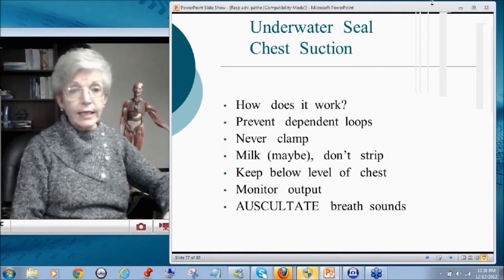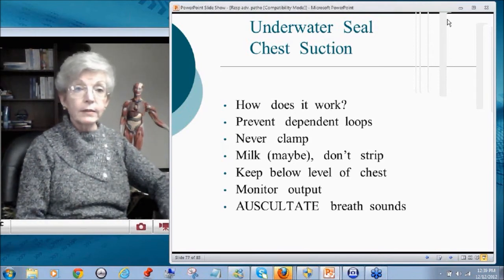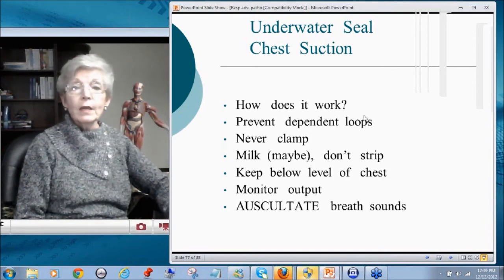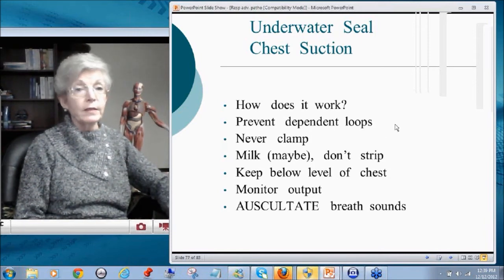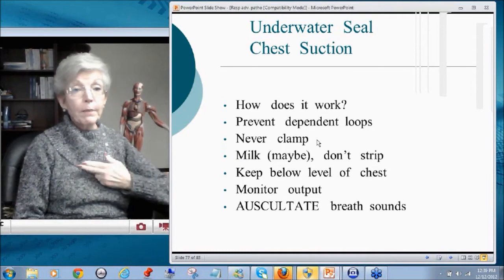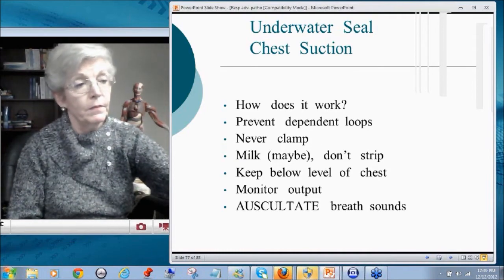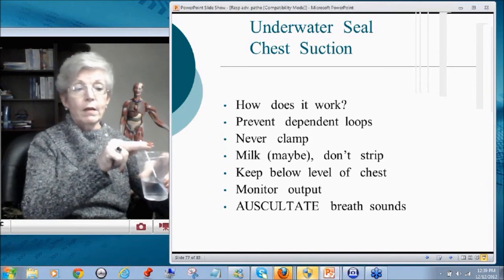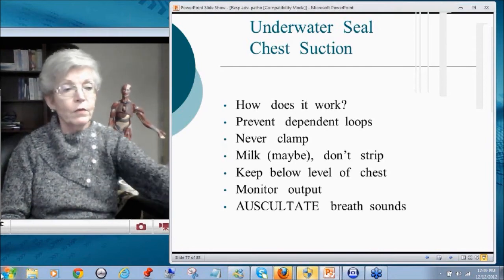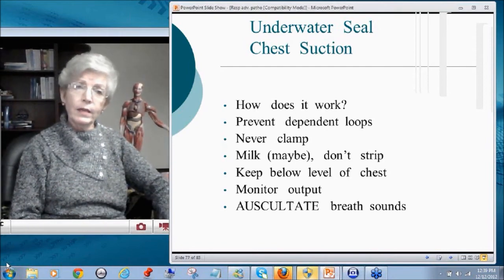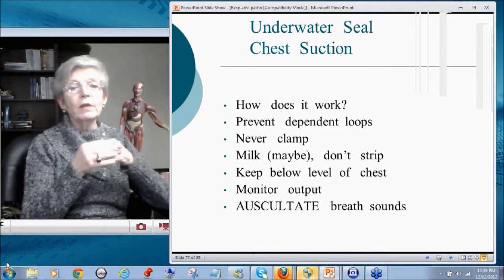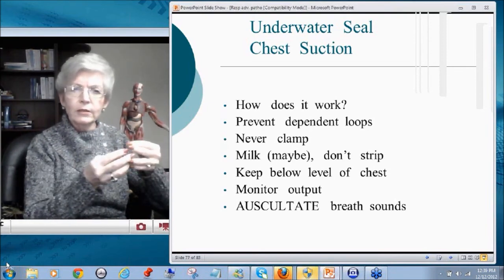So we cannot put a chest tube to regular, normal suction. It has to go to an underwater seal chest suction device. Okay, with the loops of the tubing, we want to prevent dependent loops because that impairs and impedes suction. We don't clamp the tube because if I were to clamp this chest tube now, nothing could come out of my thorax. So I have negated the reason that I put the tube in, which is to evacuate things out of my thorax.